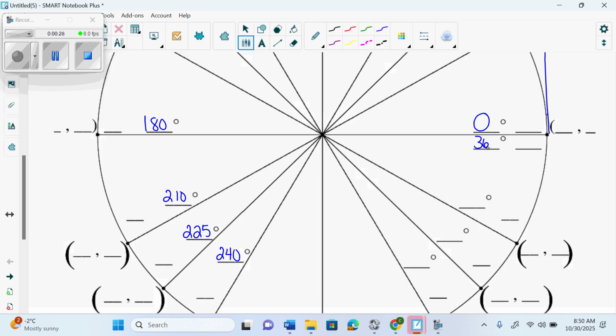360. And then we do our reference angles. 360 minus 30 is 330. 360 minus 45 is 315. 360 minus 60 is 300. We agree?